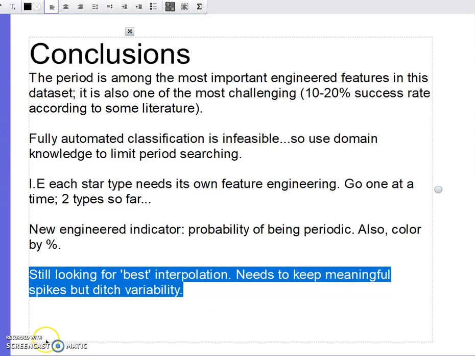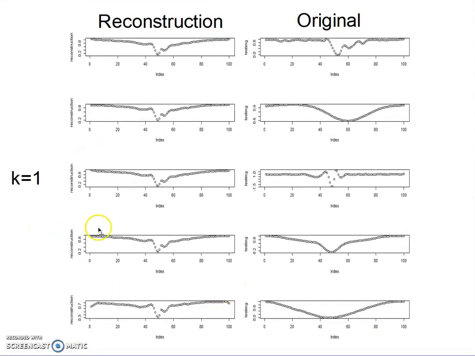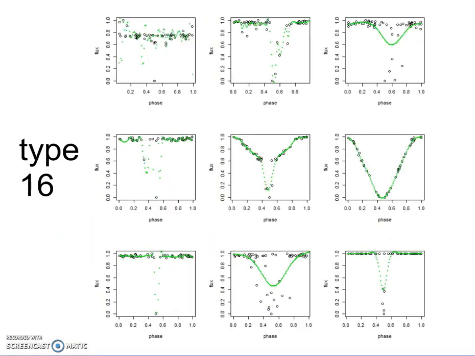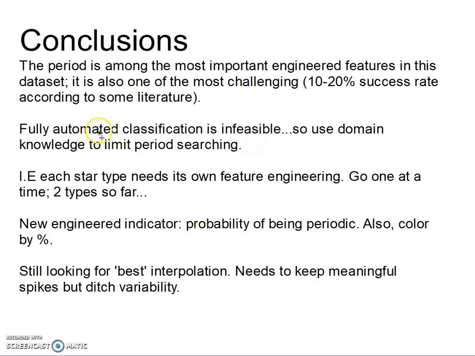I would like to find a better interpolation function than the two that I've got. The problem is that I need the interpolation to keep really sharp data like this one. This is meaningful data, but then lose the spikiness in through here. So quite a bit of work that can still be done in the period, a little bit of work that can be done in the interpolation.